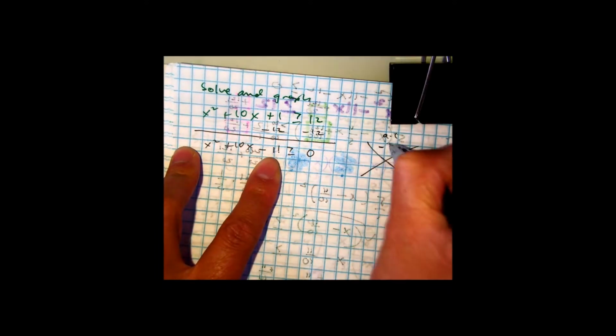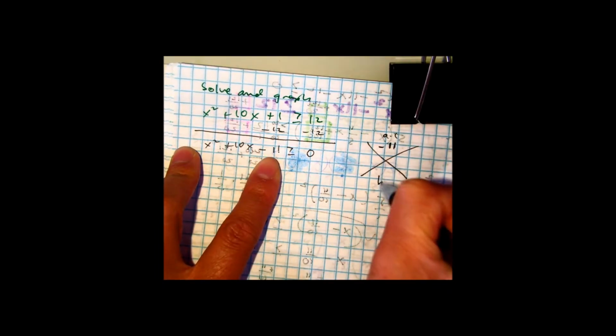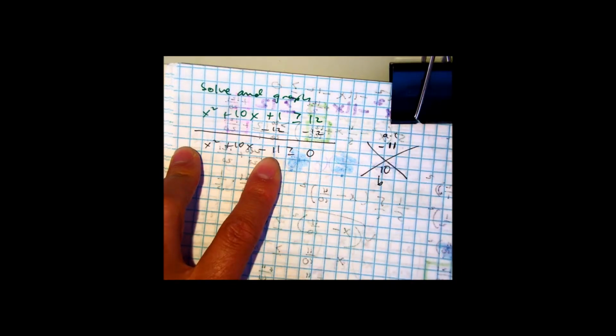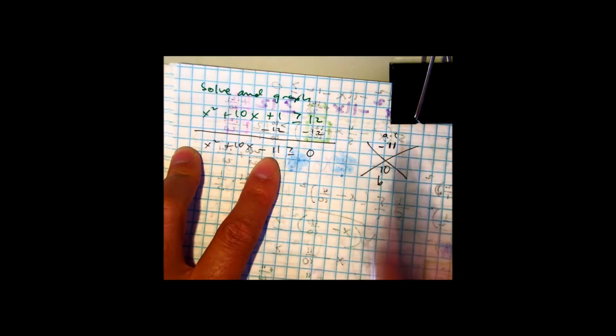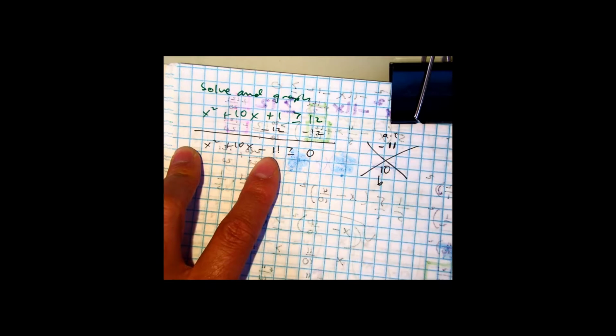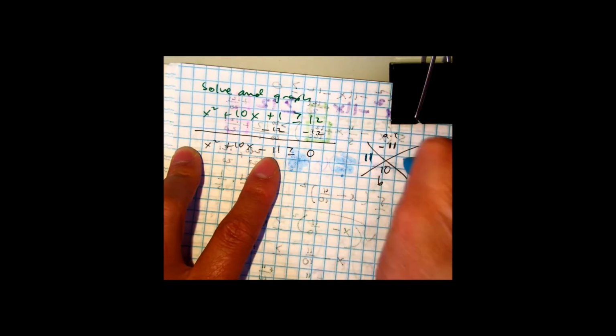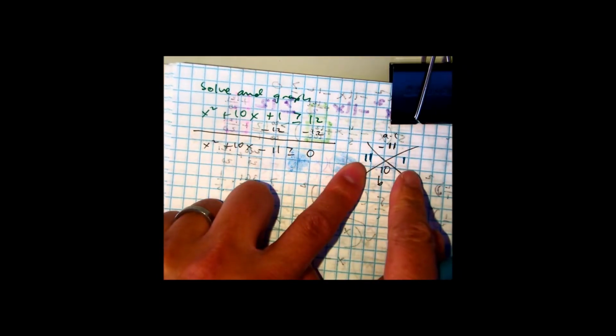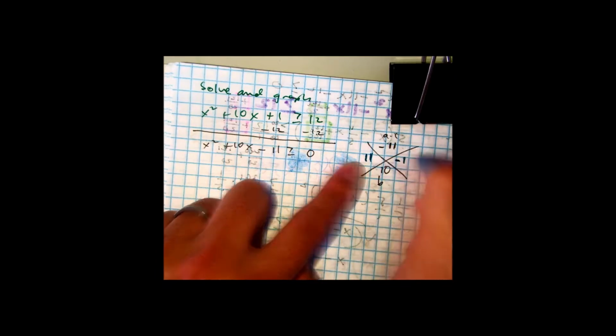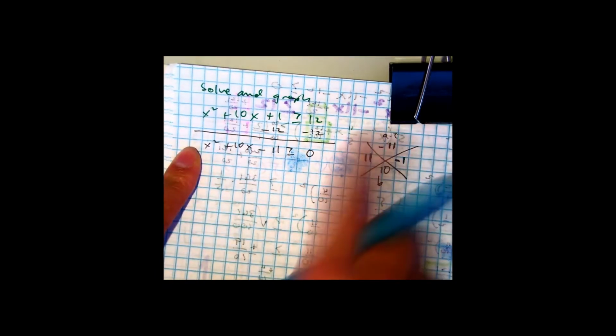A times C is negative 11. My B value is positive 10. I need two numbers that multiply to be negative 11 but add to be 10. 11 and 1. Which one is negative? Remember, when your a value is equal to 1, you only have to do the x.